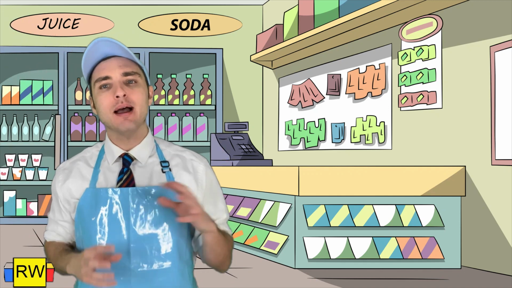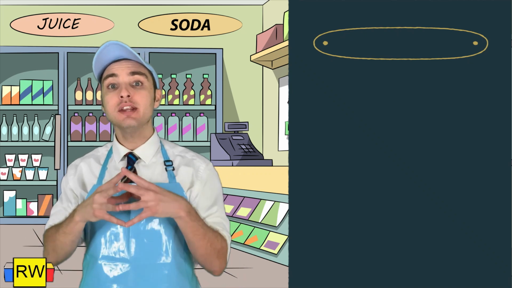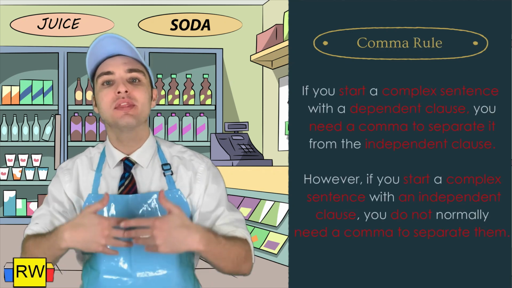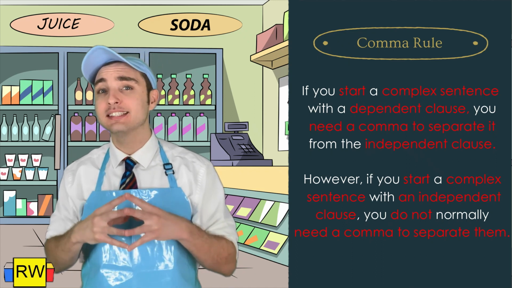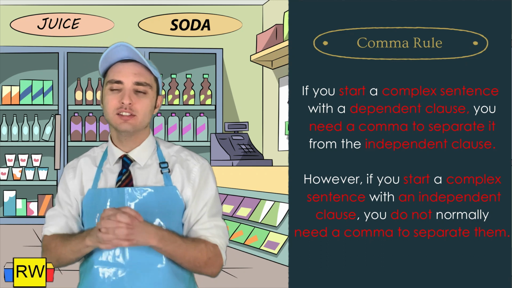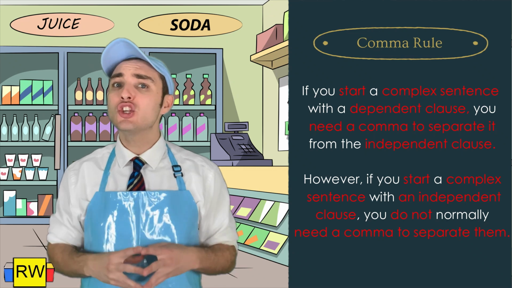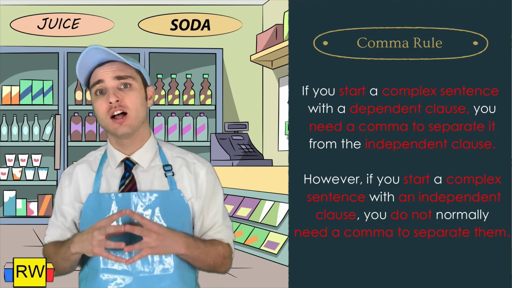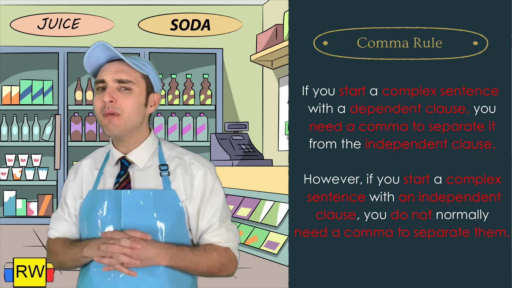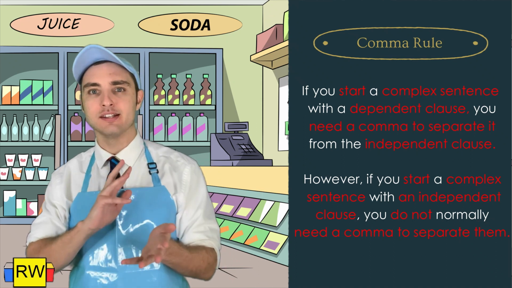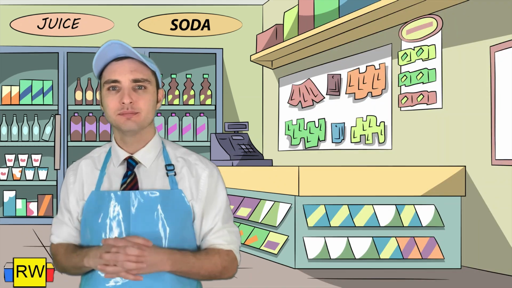Brain, because if you remember, if you start a complex sentence with a dependent clause, you need a comma to separate it from the independent clause. However, if you start a complex sentence with an independent clause, you do not normally put a comma to separate them, because we can usually see where the dependent clause starts, because it usually starts with a subordinating conjunction. Just keep that in mind. That's how this looks a little bit different. If the independent clause comes first, you don't normally use a comma to set it off.